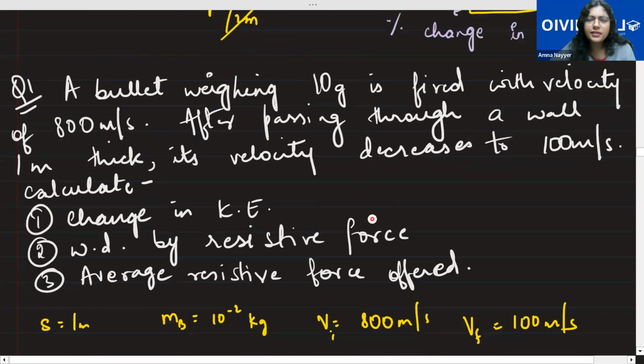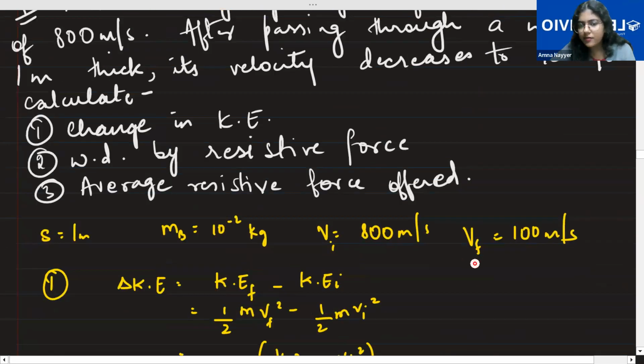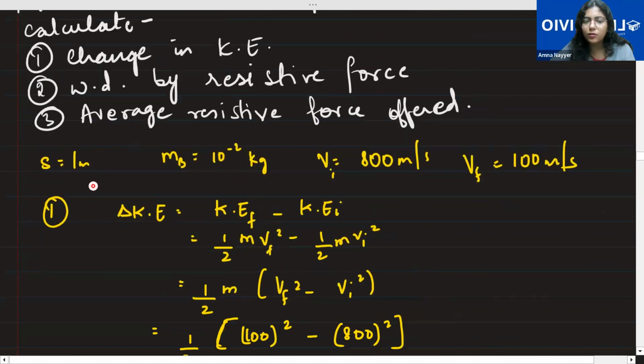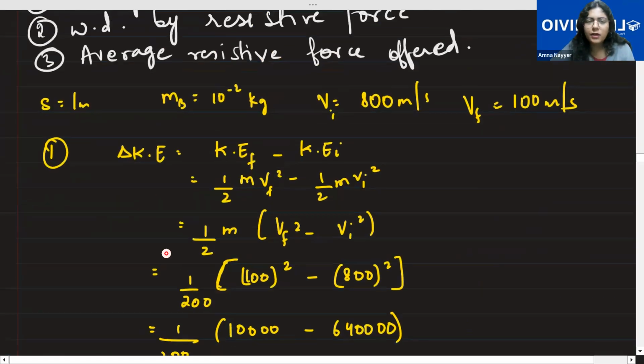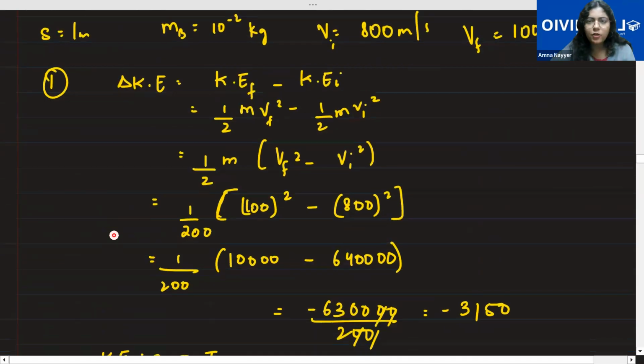Yes, ma'am. Now, this is a formula-based question. Mass and initial and final velocities were given. Displacement was given. This you can look up in the video. You'll find it properly explained. I'll just share the video now. Let me just complete a portion, then I'll share.